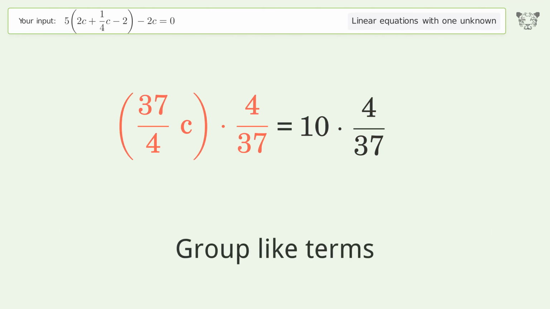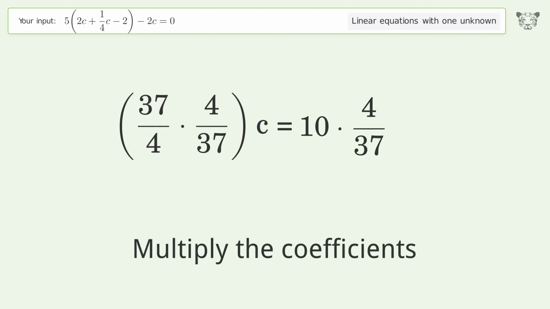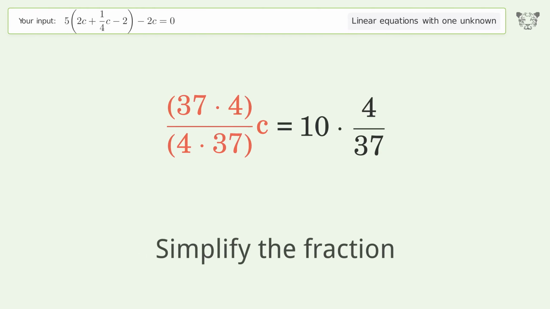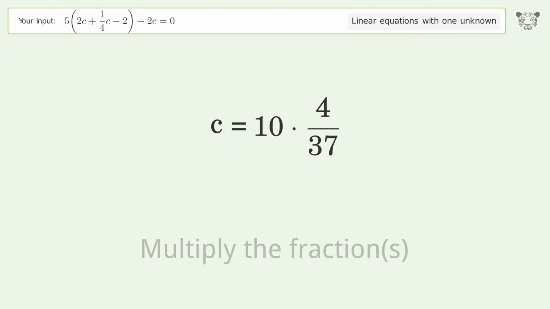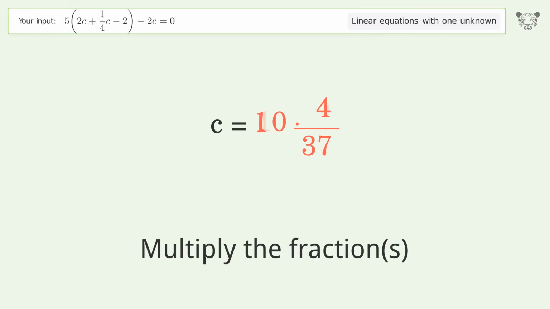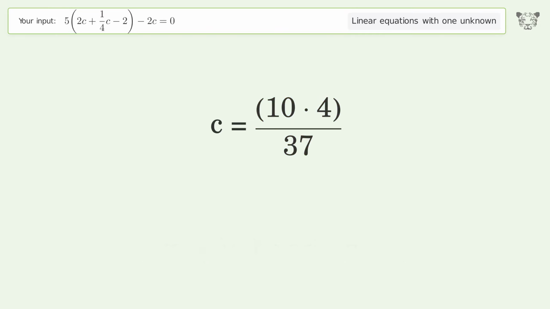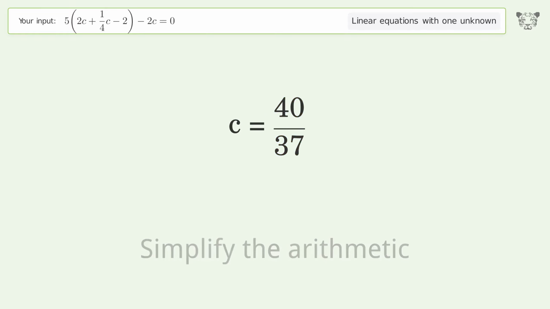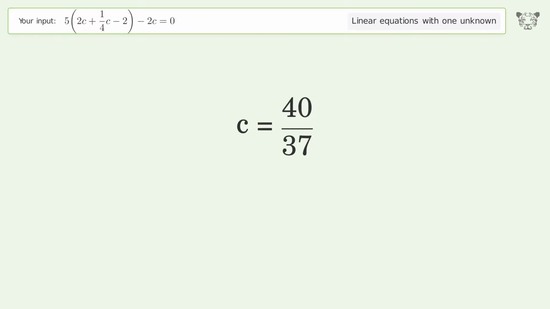Group like terms. Multiply the coefficients. Simplify the fraction. Multiply the fractions. Simplify the arithmetic. And so the final result is c equals 40/37.